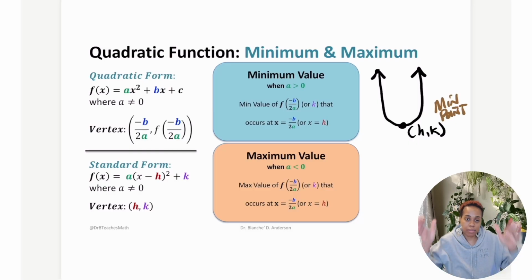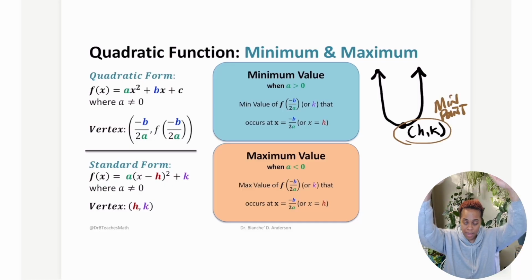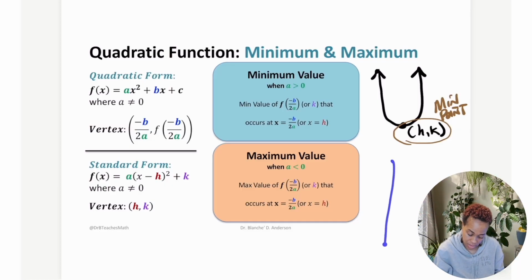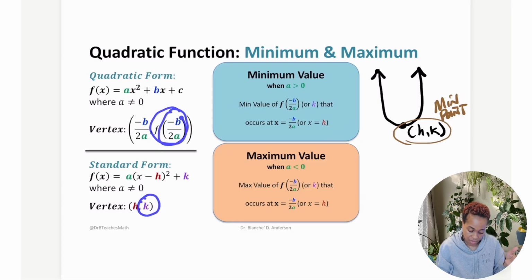So when a is greater than 0, the parabola opens upwards. That is your minimum point. If they ask what's the minimum value, not the minimum point, the minimum point is your vertex. The minimum value is k, depending on which form you're looking at. If you're looking at standard form, it's going to be the y value of the graph, because the y value tells you max or min. Max or min is your y-axis, and your x-axis tells you the location. So I have a minimum at y equals whatever at this x point. The location is x, the max or min is y.